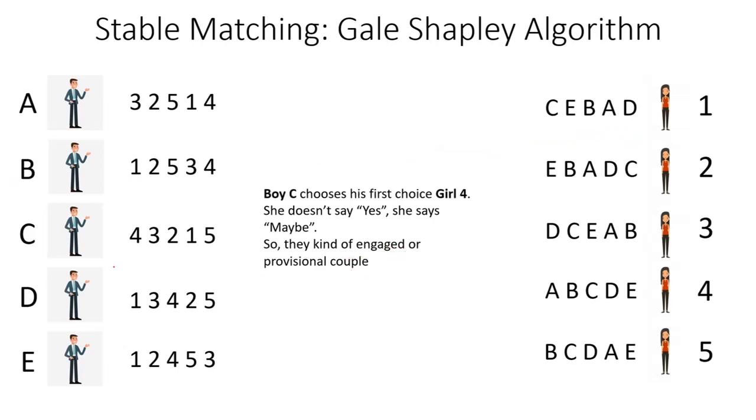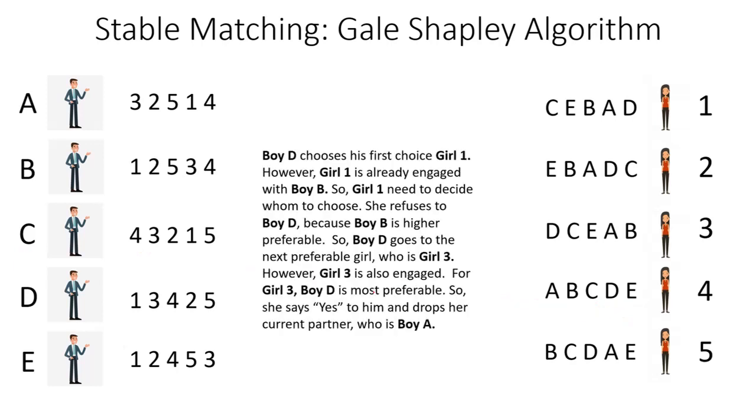Then we have boy C. For boy C, the most preferable girl is girl number 4, so he goes to girl number 4 and makes an offer. She says maybe. Then we have boy D, and the most preferable girl for boy D is girl number 1.